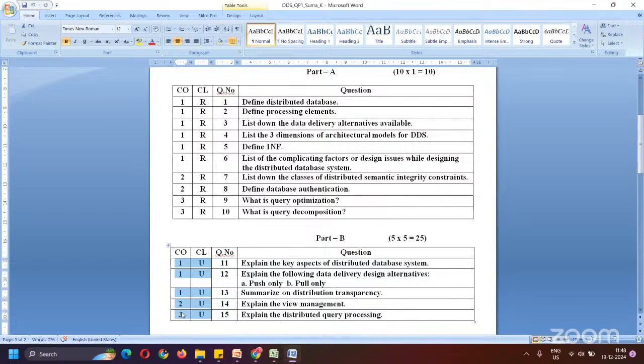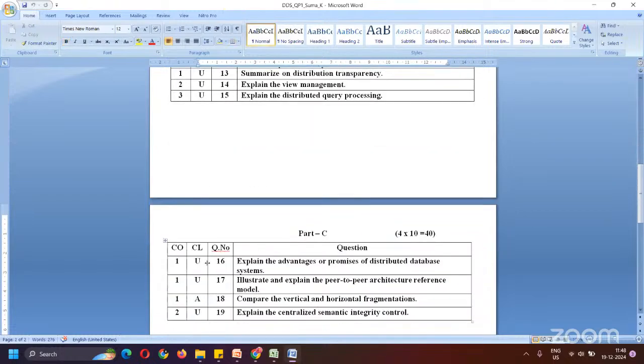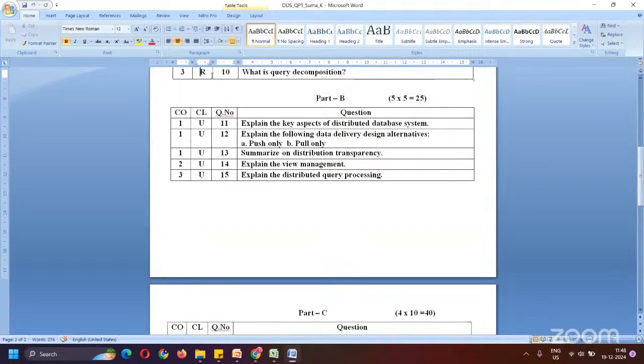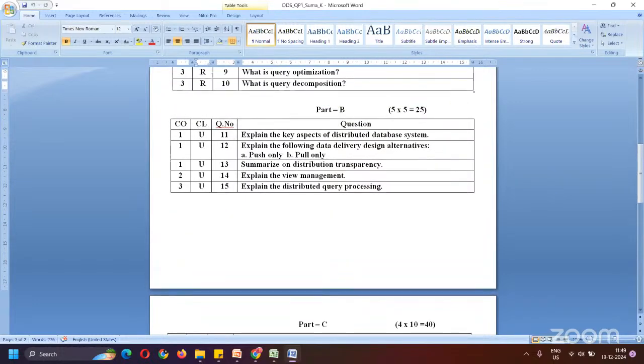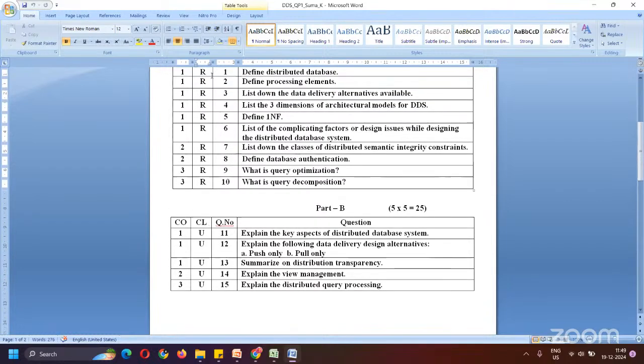Each question will be tagged with your CO: which CO it is contributing to, and the level of the question I have asked, whether it is understanding level, apply level, or simply a remember level. So if I am taking 3 COs for this assessment, this is continual assessment 2, or I can call it test 2, CAT 2.